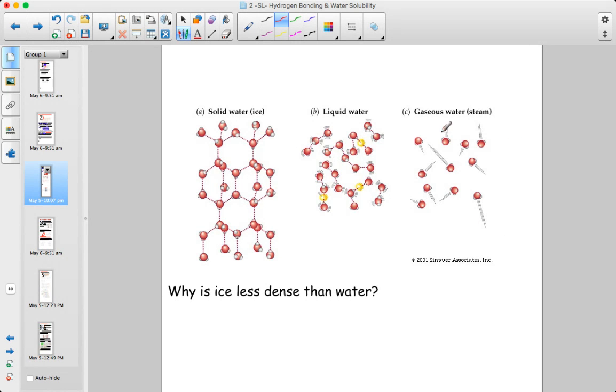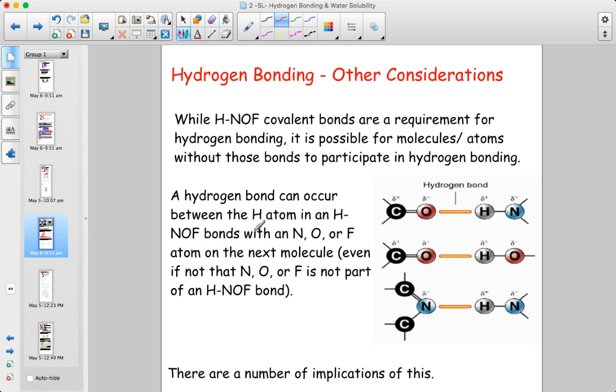When water is in the gas phase, it doesn't really have any IMFs happening between its molecules because they're all moving too fast and they're too far apart. One other consideration for hydrogen bonding.